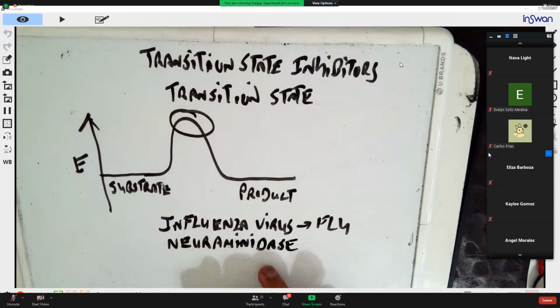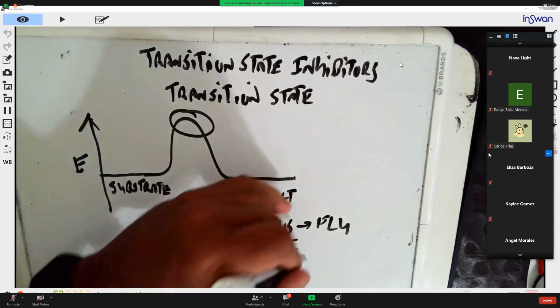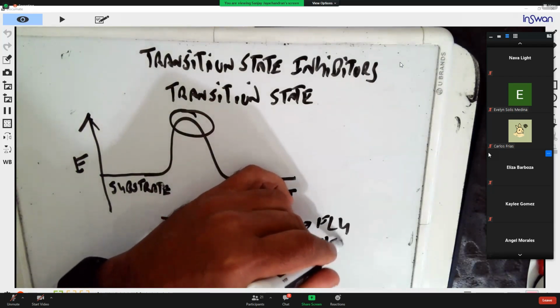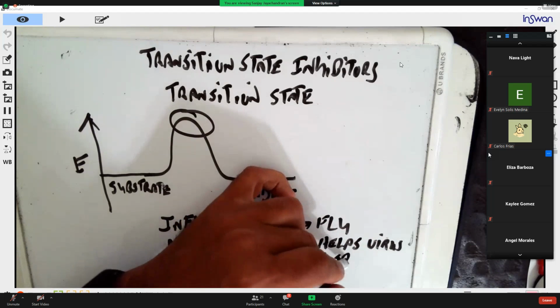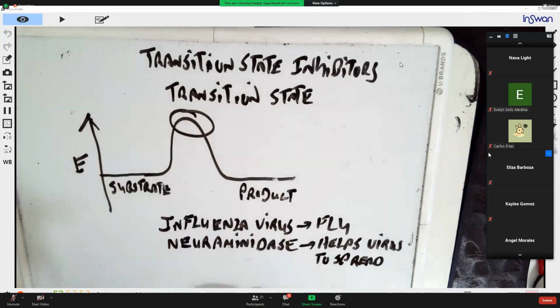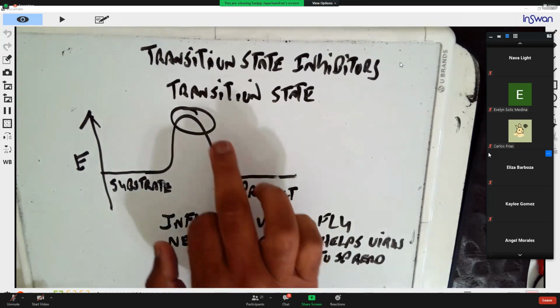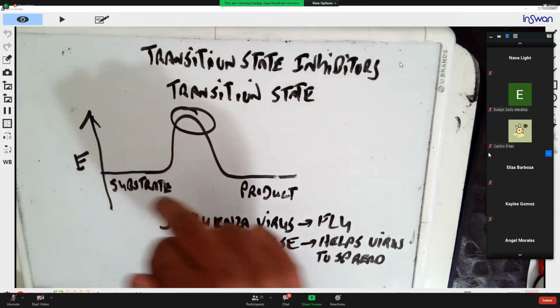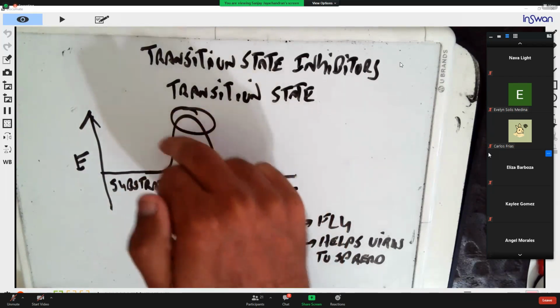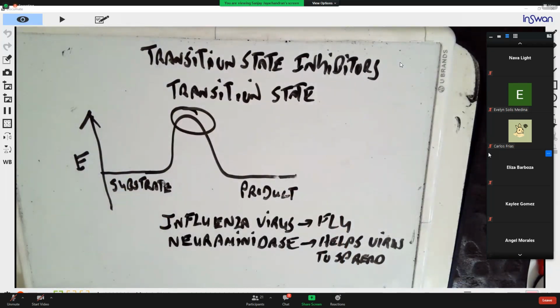Okay, so this is an enzyme that belongs to this virus, and it helps the virus to spread from cell to cell. Now, if I look at this viral enzyme, and I know its substrate and know its product, and I sort of mimic the transition state, and create it in the lab, I can block this enzyme with my transition state inhibitor. And then I can block the spread of the virus.